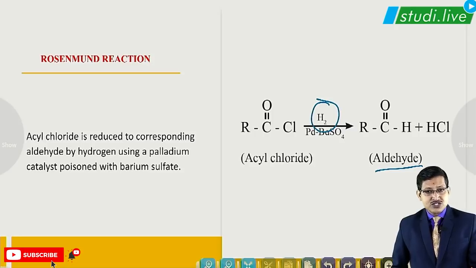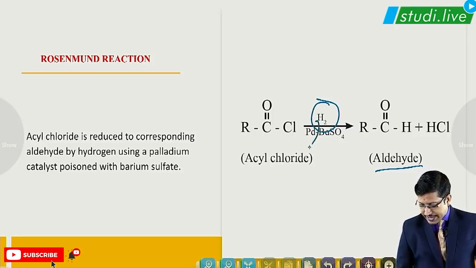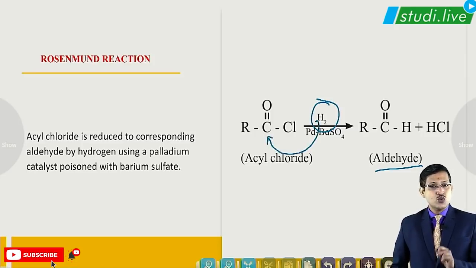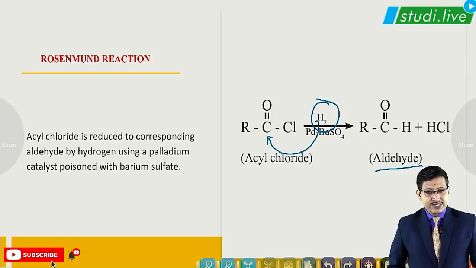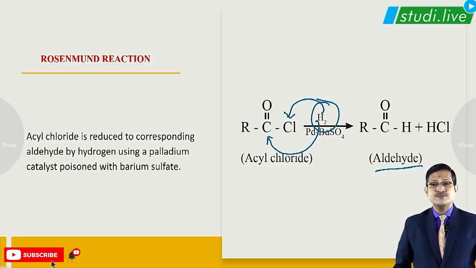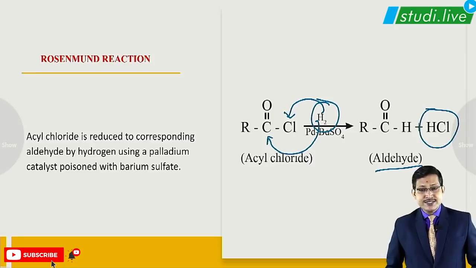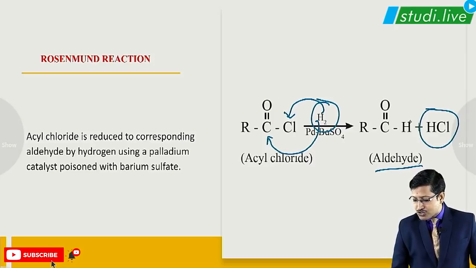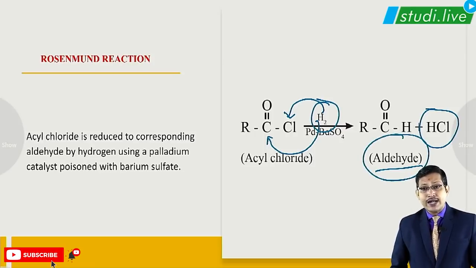Now in this reaction, again to be very clear, one hydrogen has to get added to carbon. So there are two hydrogen atoms. One hydrogen gets attached to carbon, and the other hydrogen atom will combine with Cl, and that's the byproduct HCl. So what I get here is RCHO plus HCl. What is that RCHO? RCHO is called an aldehyde.